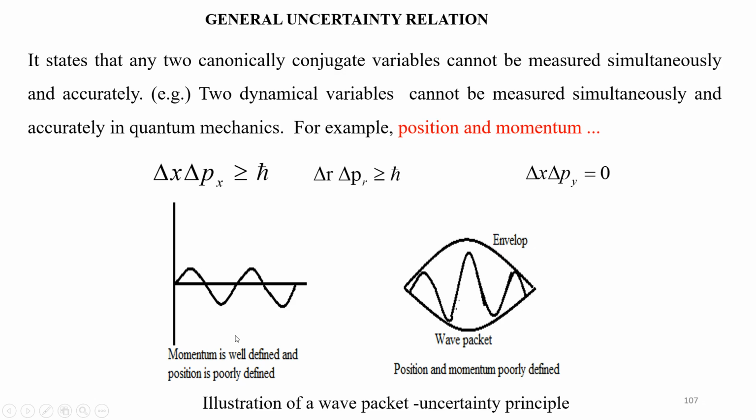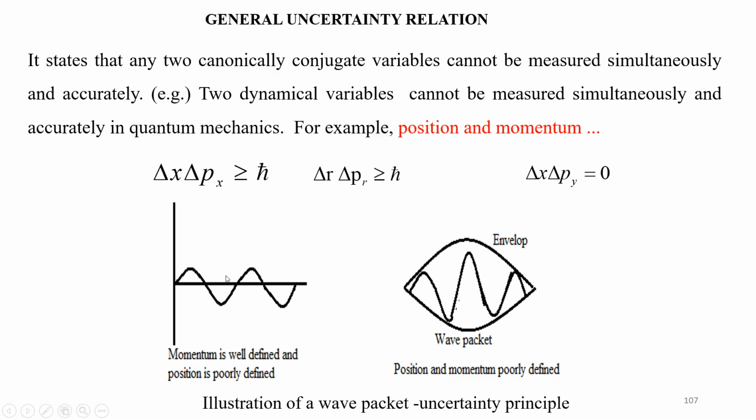So now we'll go with this diagram. Here, this is a uniform wave function. So we have a uniform wave function here, and the distance between two crests or two troughs will give us lambda. And of course, from the de Broglie relation, lambda equals h by p. If lambda is known, p is known. So momentum is well defined here.